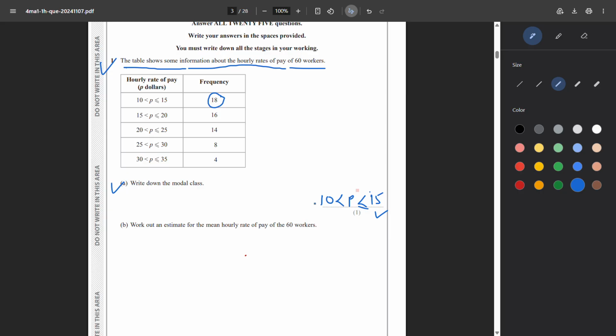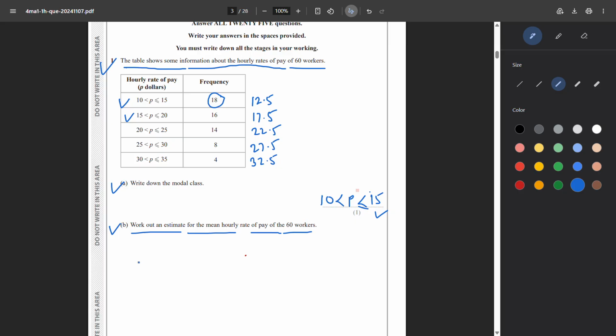Now in question number B, the question is work out an estimate for the mean hourly rate of pay of the 60 workers. To find the mean hourly rate of 60 workers, initially you have to find the midpoints of these intervals. The first interval is 10 to 15, so the midpoint will be 12.5. The midpoint of the second interval, 15 to 20, will be 17.5. The third will be 22.5, the fourth will be 27.5, and the last will be 32.5. So initially you have to find the midpoints of all the intervals.